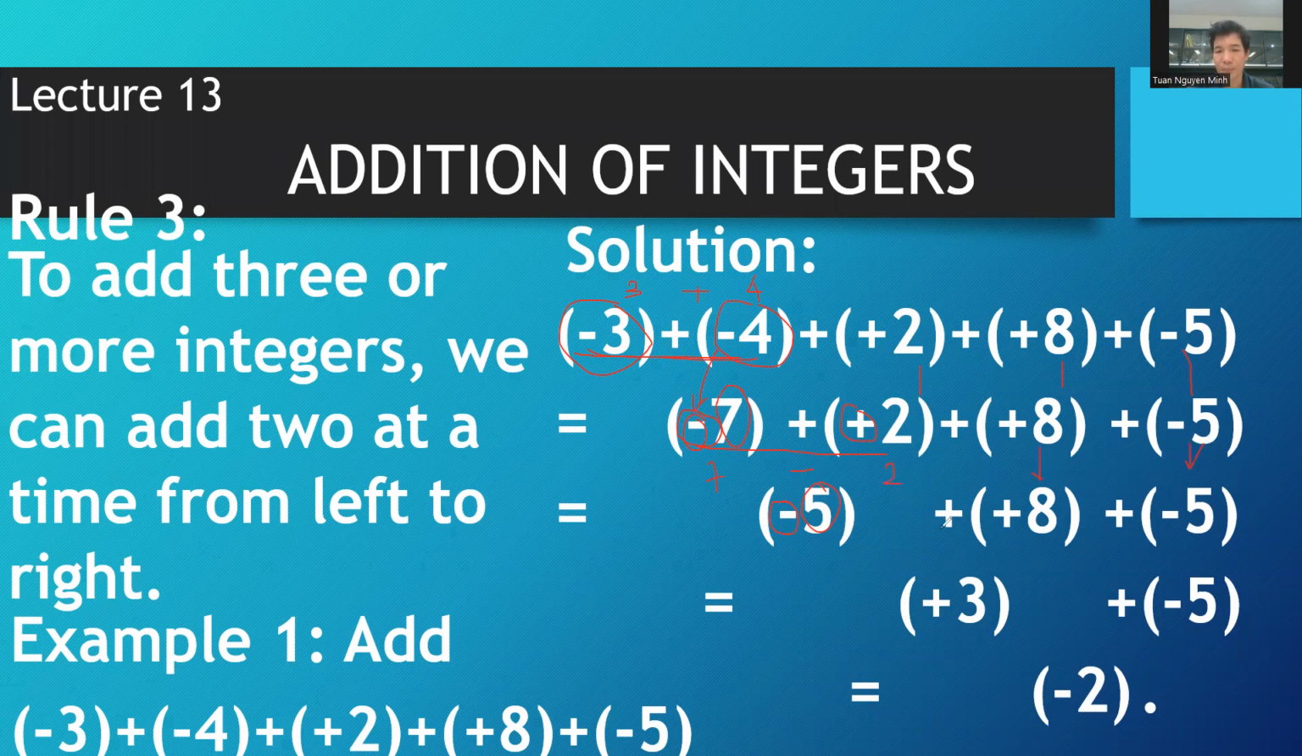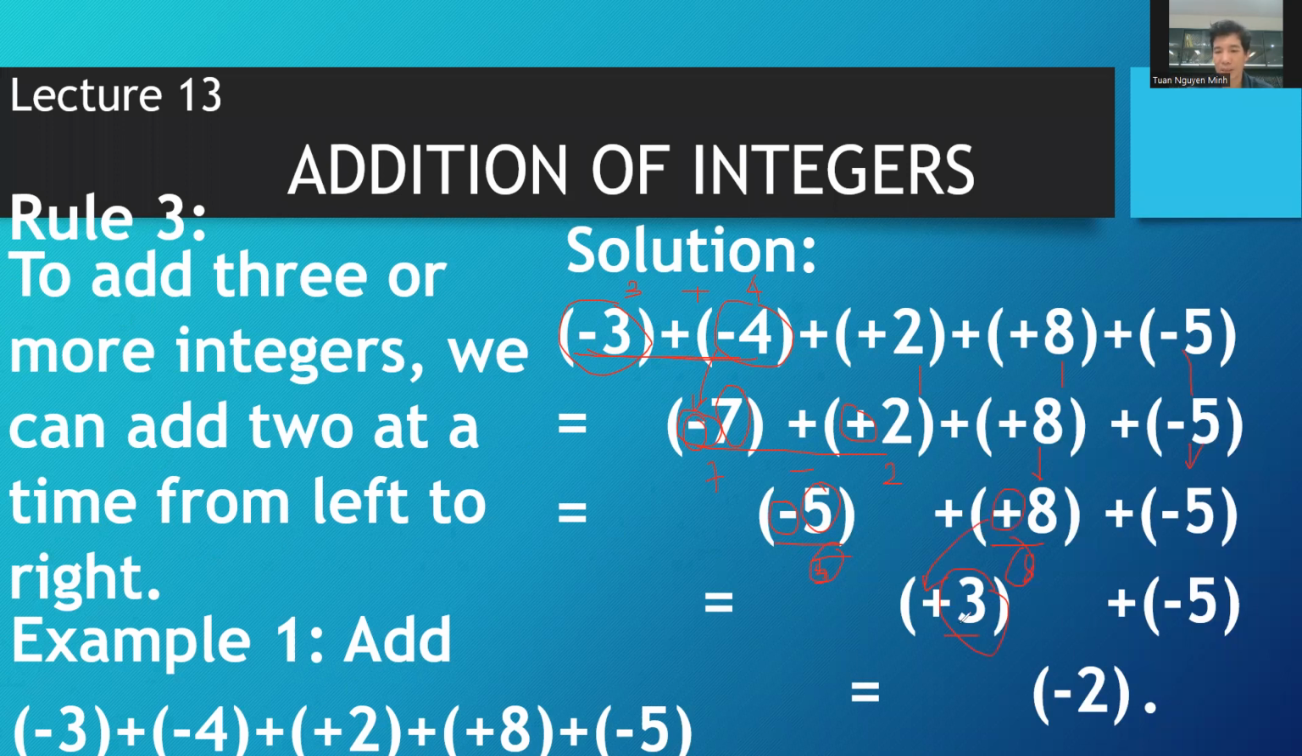Next step, we add different signs, -5 plus 8. So they are unlike. They are different signs. The absolute value of 5 is 5, and the absolute value of 8 is 8. So you subtract: 8 minus 5 is 3. And the sign of the bigger number is plus. So you write plus here.